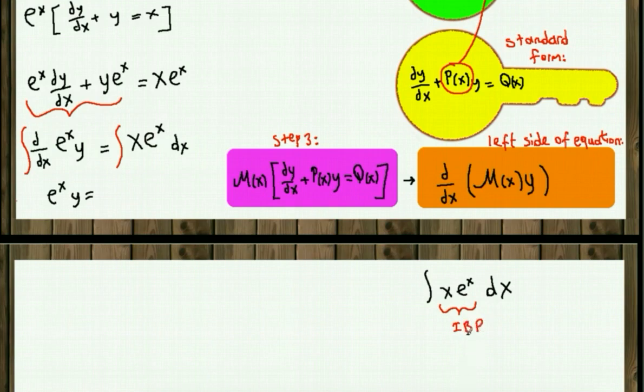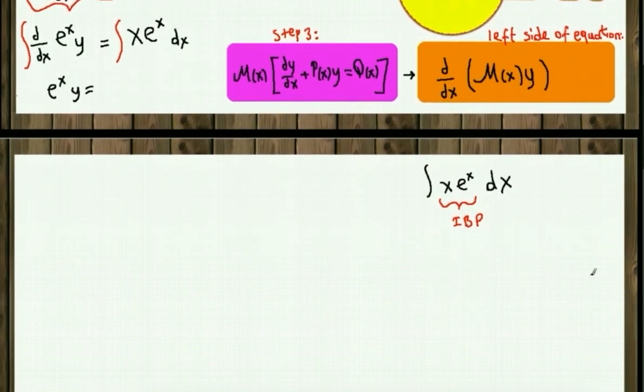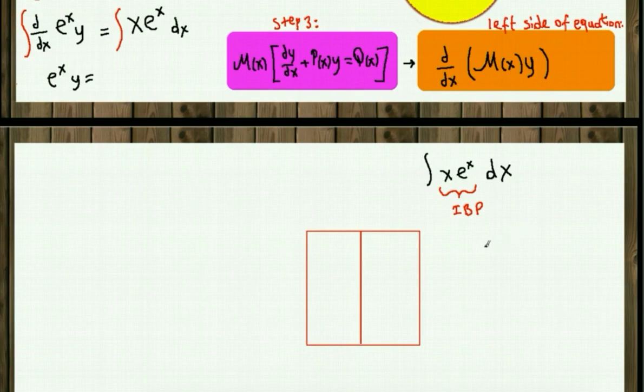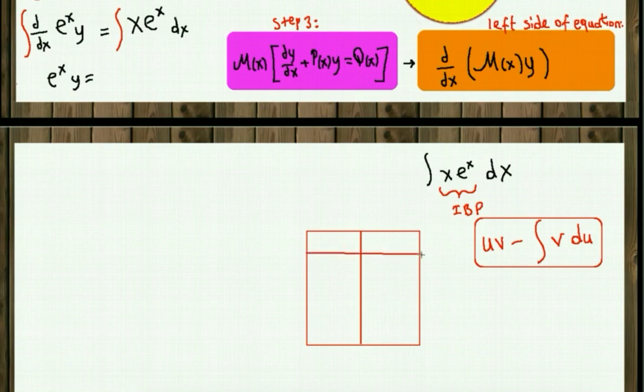Differential equations require high knowledge of integration techniques. Let's see how integration by parts works. So we have two methods here. You can either use the tabular method or you can use the formula, which is u times v minus integral of v du. So either we're going to go this path or the tabular method path. Let's see both of them.